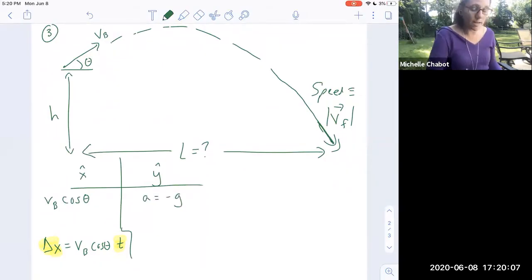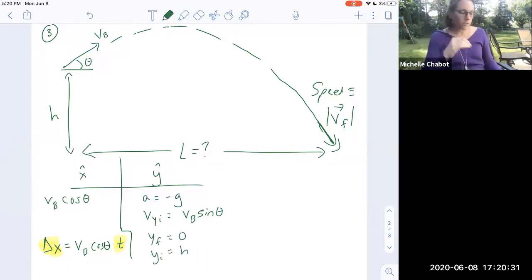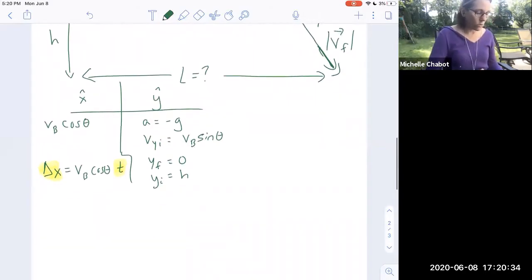My acceleration is negative g, as it always is in y. My initial velocity, Vy initial, will be Vb, and it's positive because it's an upward launch, Vb sine theta. And then I know my height. I'm going to take y final equals 0 at the ground, and y initial is going to be equal to h. In this case, I have a couple different ways to go about solving this. I could use the quadratic and solve for time, and then use that to get delta x.